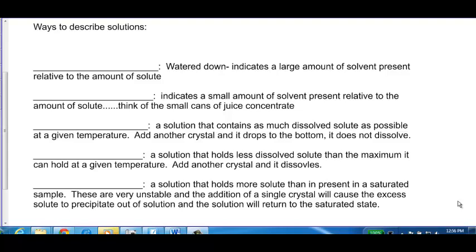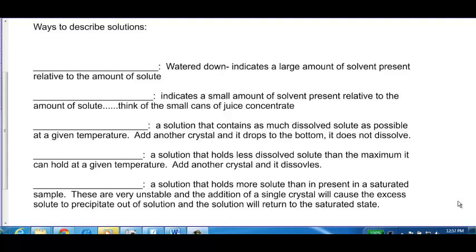On the second page of your notes, you have a word bank in the upper right-hand corner there, and there's 5 descriptions, and we want to try to match the words to the descriptions. So the first description is watered down. There's a large amount of solvent, like water, and very little solute, like Kool-Aid. So if you had a lot of water in your Kool-Aid, you might call it this. Okay, so go ahead and pick which word you think belongs there, and then I'll give you the answers at the end.